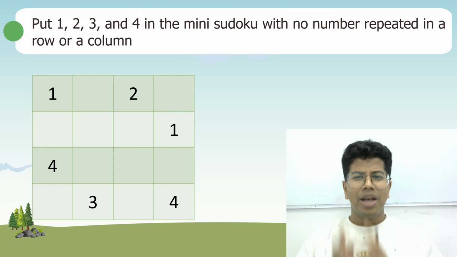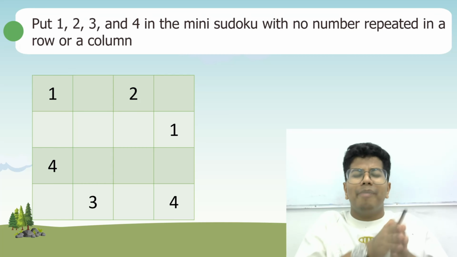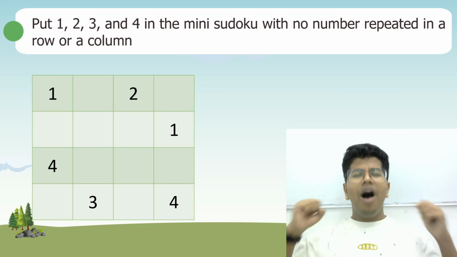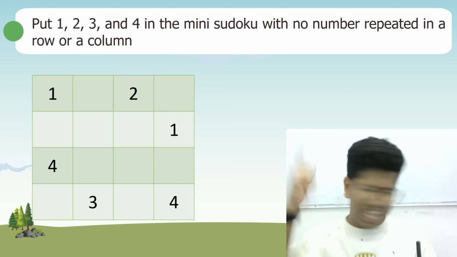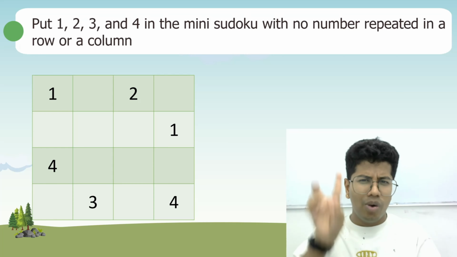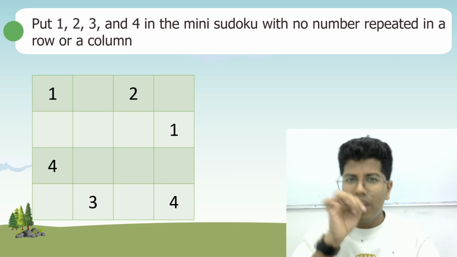The question is, put 1, 2, 3 and 4 in the mini Sudoku with no number repeated in a row or a column. Of course, we now are the masters of this rule. We know this game well now. Let's just see. So here the only thing that we have to pay attention to is 1 unknown, 2 unknowns. So is there any way where we can find out 1 unknown?